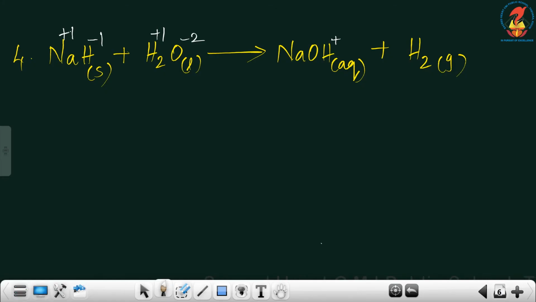Now hydrogen, we know that it is +1, oxygen is -2. So +1 into 1, it is +1, -2 into 1, -2, -2 plus 1, -1. So sodium will be +1. Now H2, here H2 is in the uncombined or free state, so it will be in the 0 oxidation state.